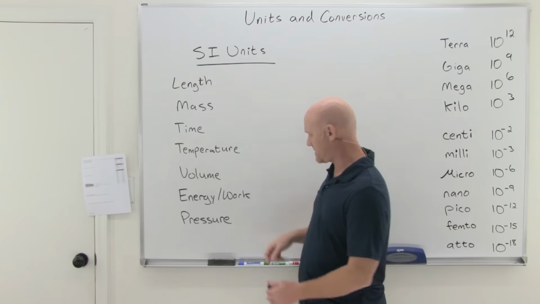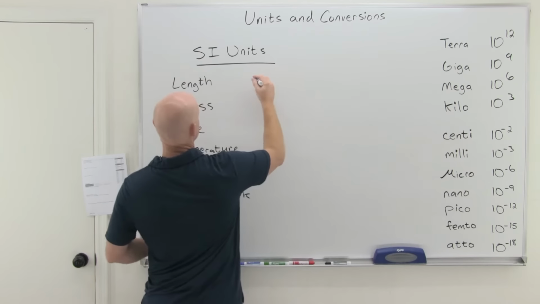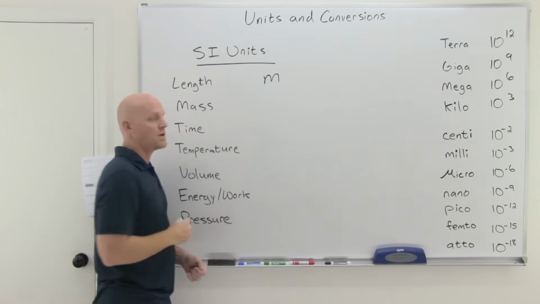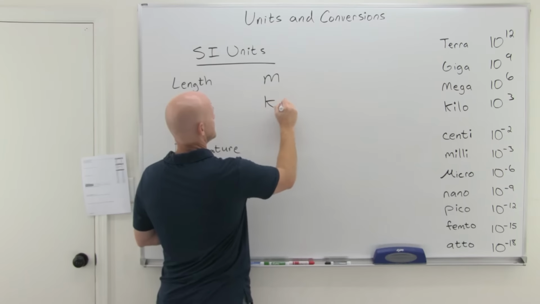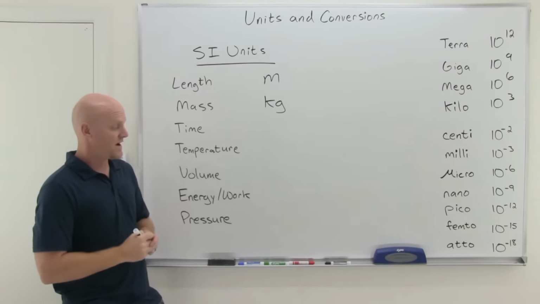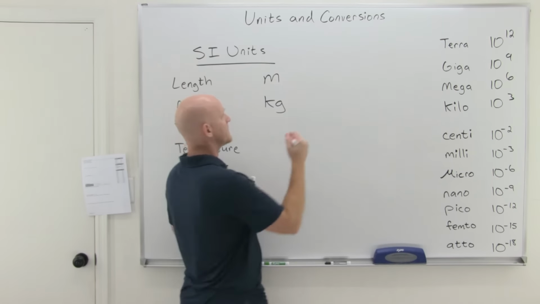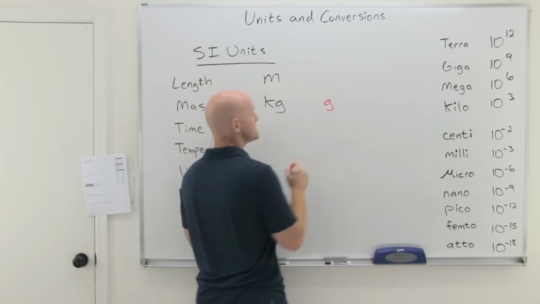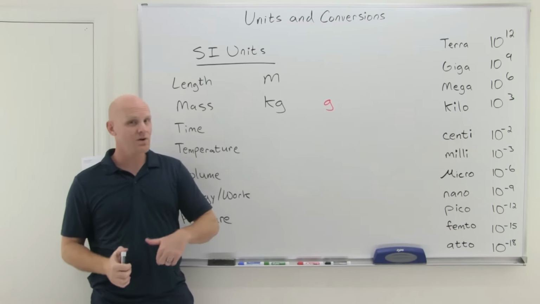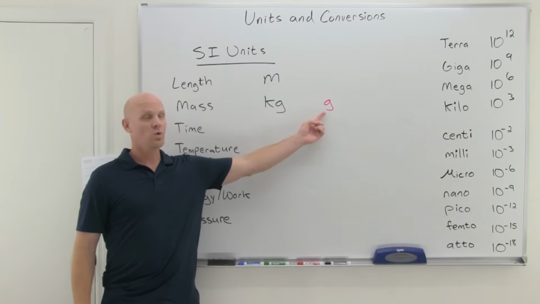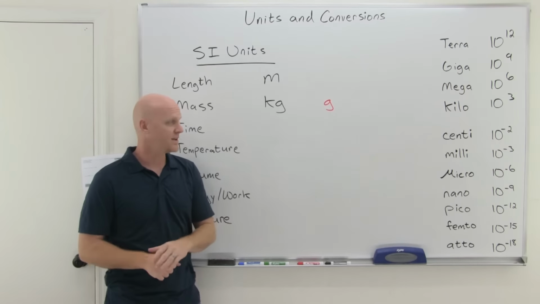So with length, you want to deal with the meter, just a lowercase m for short, the abbreviation. Mass, this one's important because the SI unit is the kilogram, but you're going to find out in chemistry we are much more commonly going to be using just the plain old gram instead. You should know that it's the kilogram that is actually the SI unit, even though we'll be using grams way more commonly in a chemistry class.